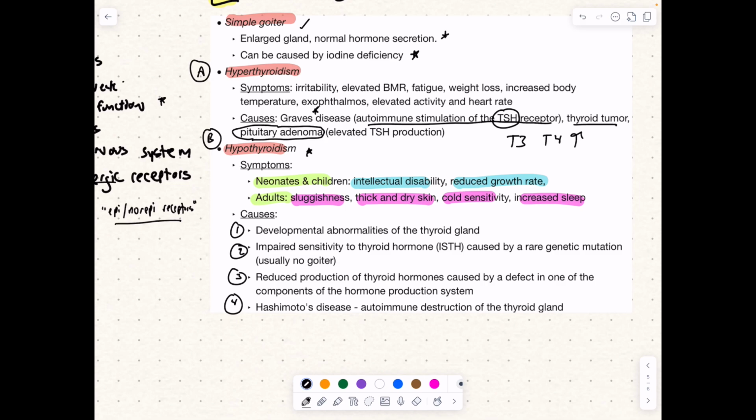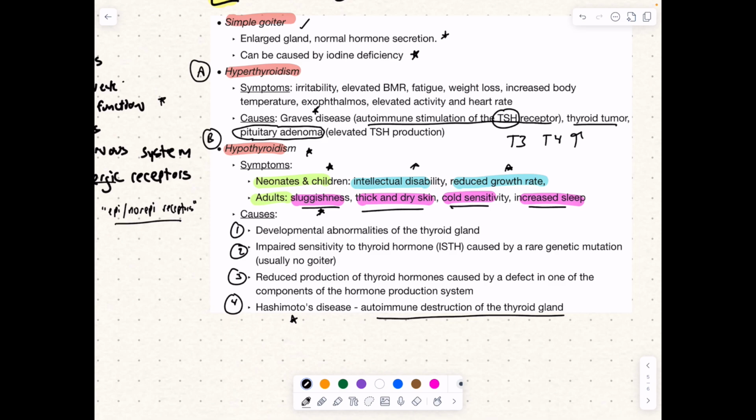Hypothyroidism, we learned about Hashimoto's, and that is autoimmune destruction of the thyroid gland, not good. But for children, you have intellectual disability, decreased growth rates. Adults, not having enough T3, T4 means decreased metabolism, sluggishness, cold sensitivity, increased sleep, thick and dry skin.